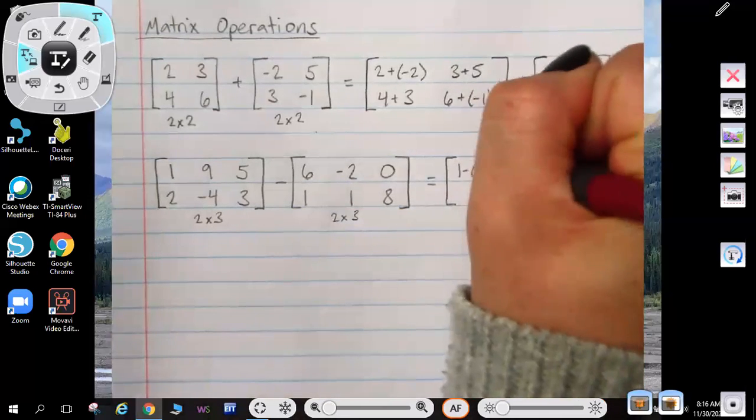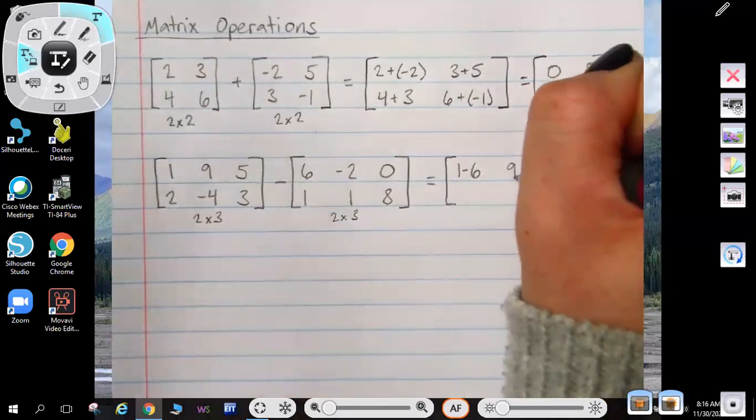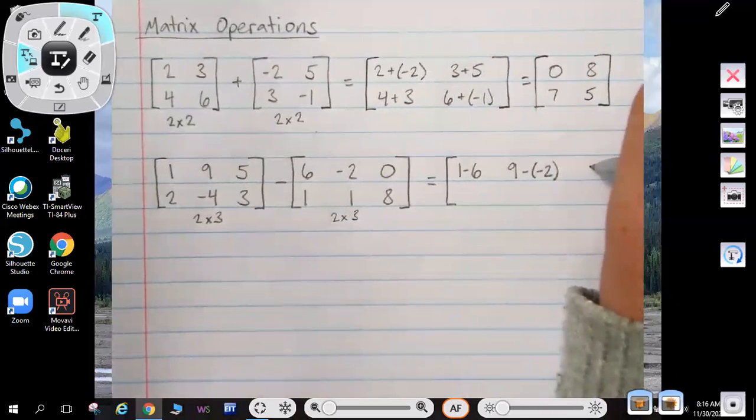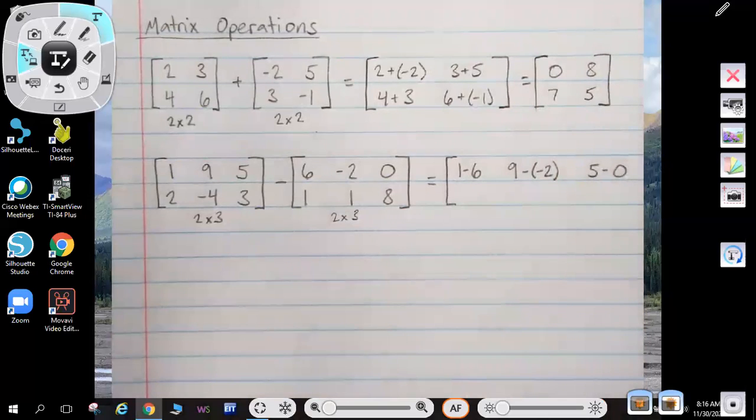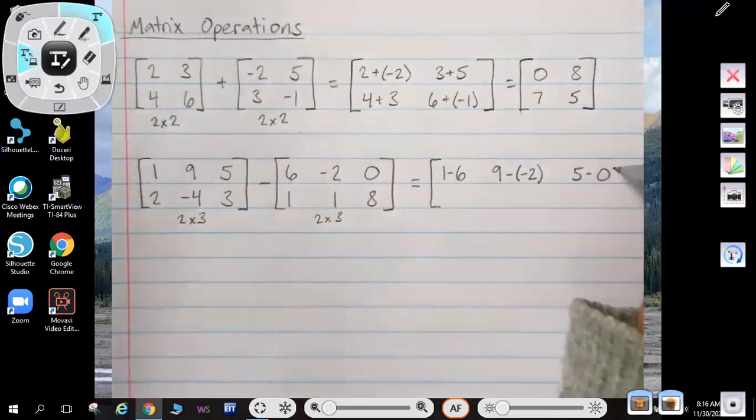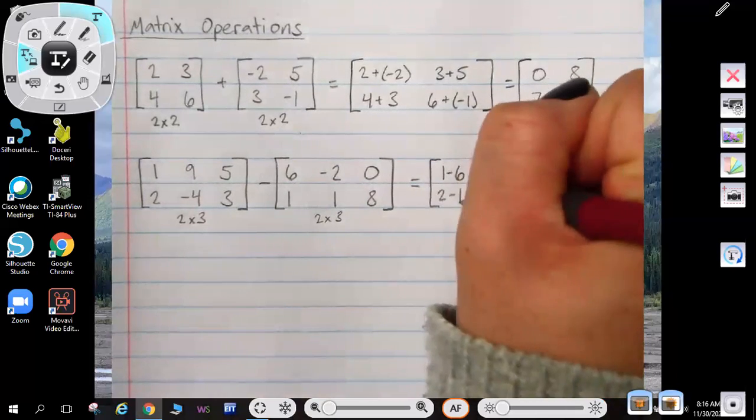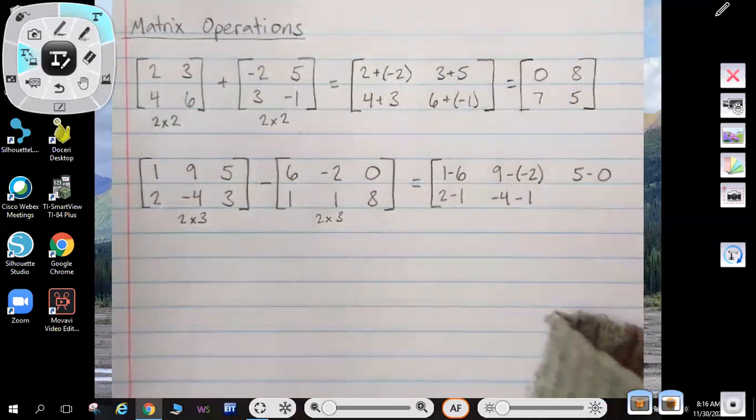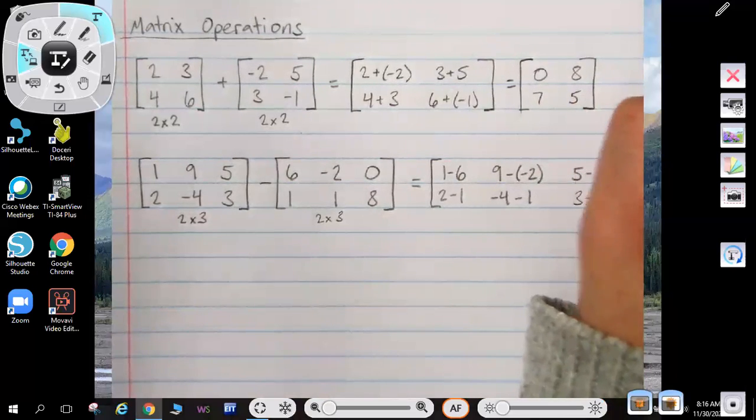So we have 1 minus 6, 9 minus -2, and 5 minus 0 in the first row. In the second row, we have 2 minus 1, -4 minus 1, and 3 minus 8.